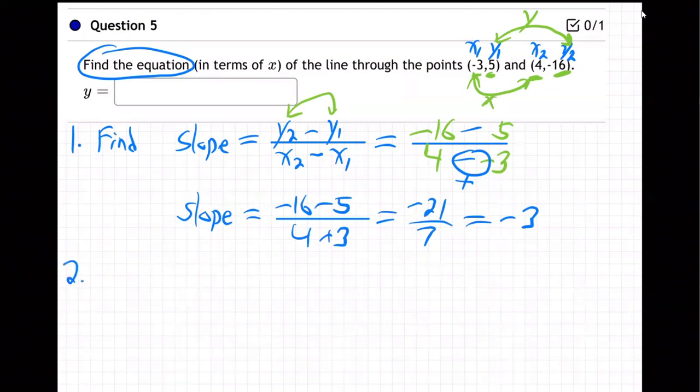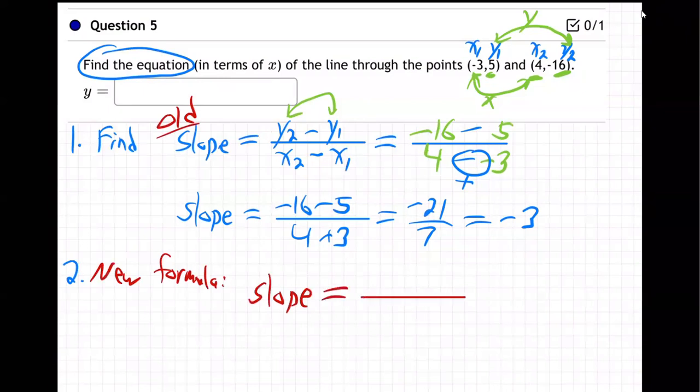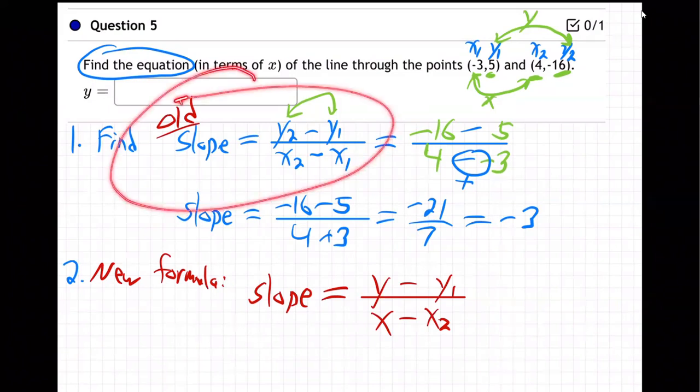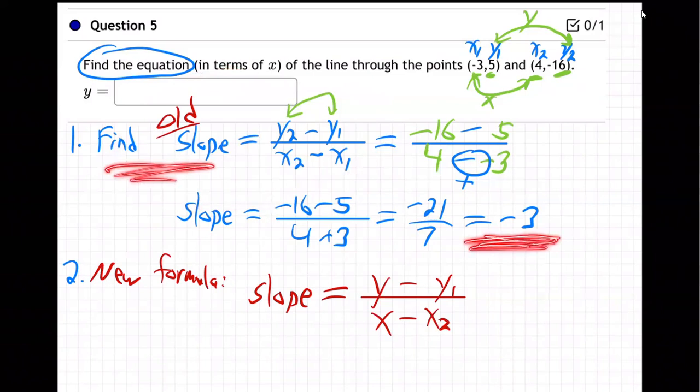Step 2, we're going to use the new slope formula. So this is the old slope formula. The new one is almost the same with one slight alteration. We're going to have plain y and plain x in the front. So this is just how we always find equations. The only difference between this process and what we did before when we found equations is we have that first step where we find the slope. So step number 1 is to find the slope, which we did.